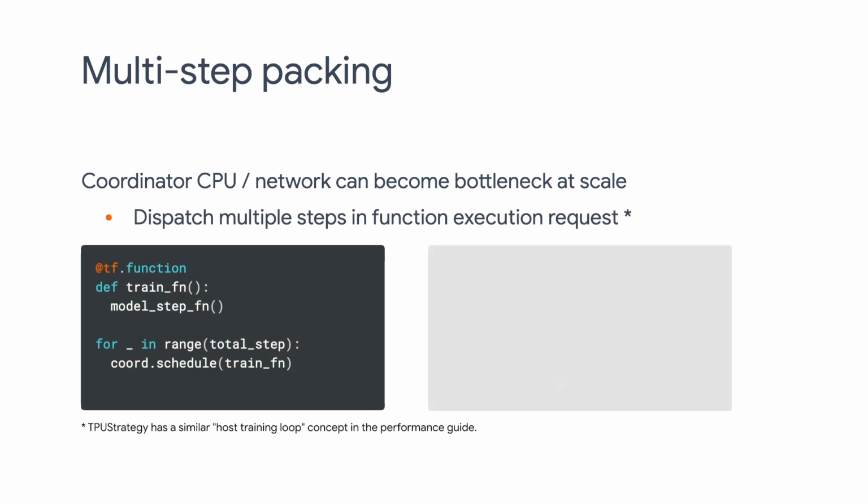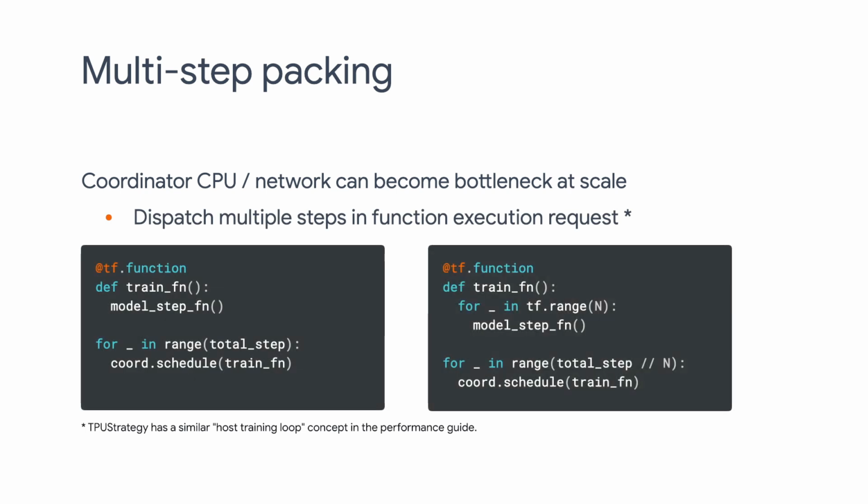To be more concrete, the code here on the right-hand side implements multi-step packing with an inner loop to pack n model training steps inside each TF function. As we saw from the previous slide, using n equals 5 here is enough to achieve the same performance as the estimator in this specific workload. Note that we're not the first to introduce this worker training loop concept. This is also in the TPU model performance guide as a performance knob that users can tune in their model.